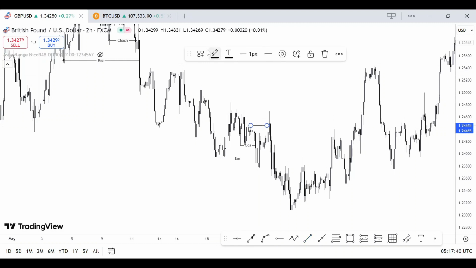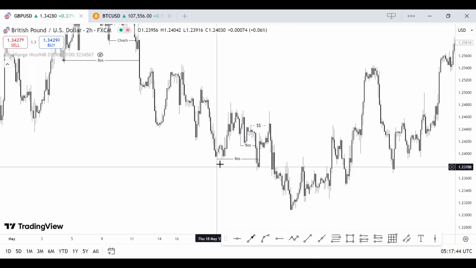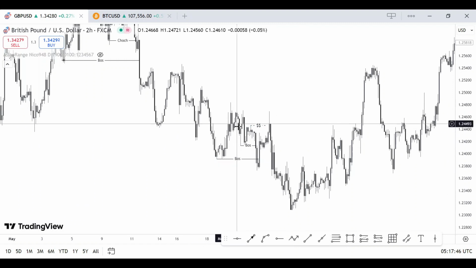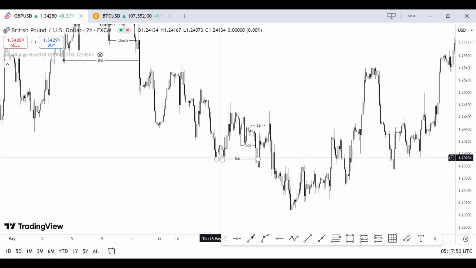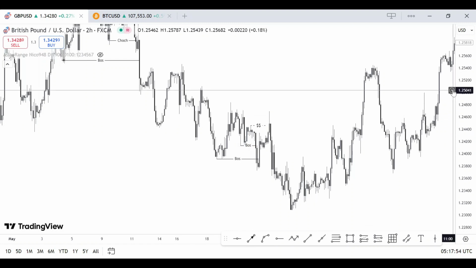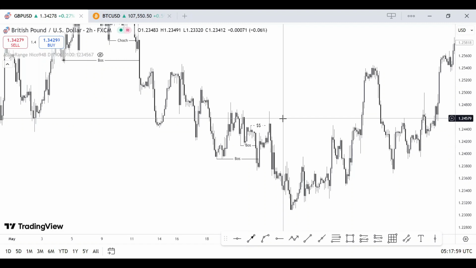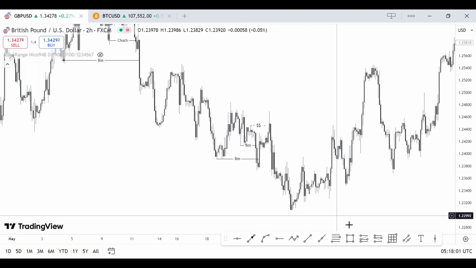This is going to serve as your liquidity. Then again, you have gotten a break of structure, an internal break of structure, and an external break of structure. This external break of structure is your swing structure. This is just an internal structure. We'll be diving more into that in more videos to come. So what do you start looking for? You start looking for an entry point.